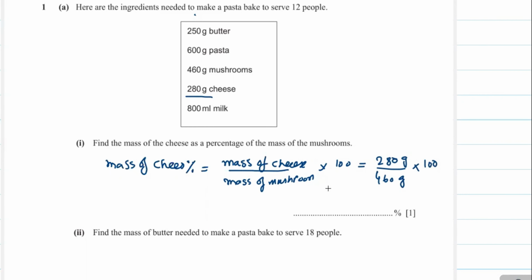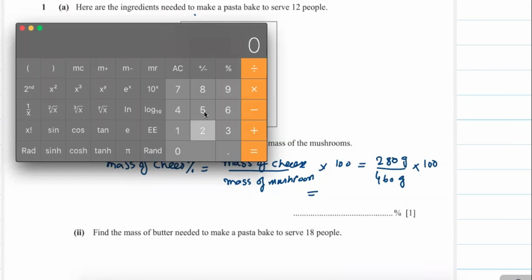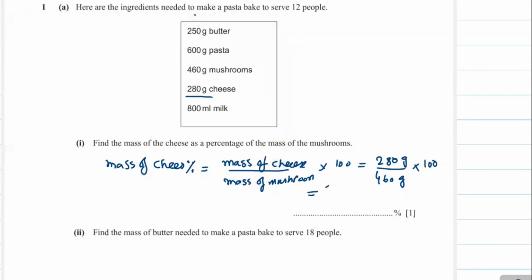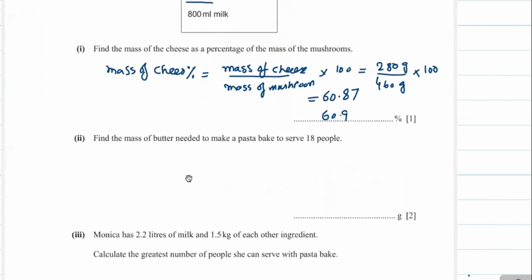Now we check the answer. 280 divided by 460, multiplied by 100. The answer is 60.87%. Now we can write it to 3 significant figures: 60.9% is the answer. Now the next part.